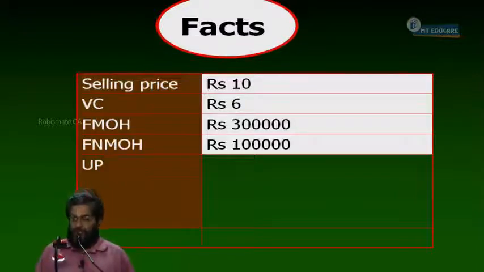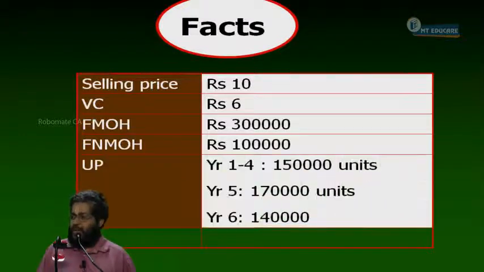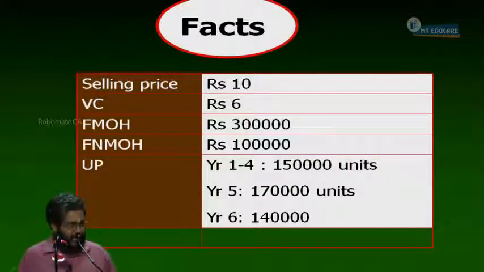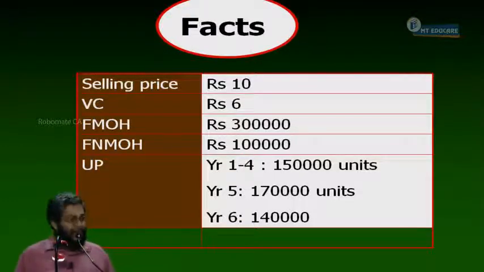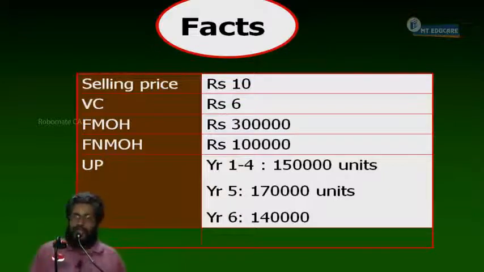Units produced. How many units am I producing? In periods 1 to 4, I am producing 1,50,000 units. That is my production target. Year 5, I want to produce 1,70,000 units. Year 6, I want to produce 1,40,000 units. Able to locate the numbers or not? So the production targets are years 1 to 4, 1,50,000, year 5, 1,70,000, year 6, 1,40,000 units.